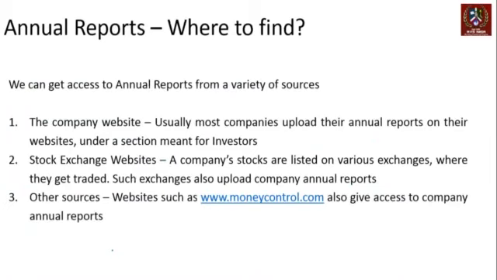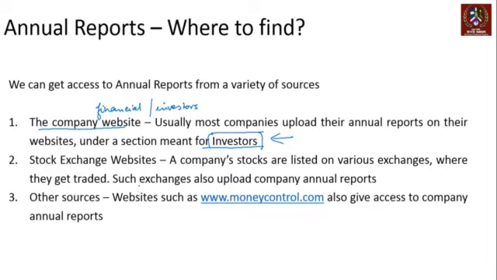It's good to read it, but it's important for us to understand where we are going to find it from. Now we can get access to annual reports from a variety of sources. What are these sources? Typically, the company's website. Usually, most companies upload their annual reports on their own websites under a section meant for investors, right? So there will be a separate section on the website which will talk about investors and reports for investors. All the financial information for the company and any information that investors may benefit from or may want to know is available in this section called Investor Center or Investor Section, right? We will look at this as an example.